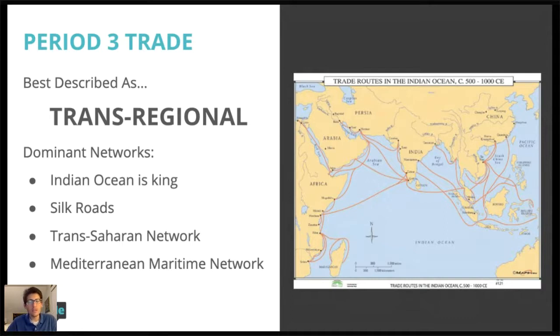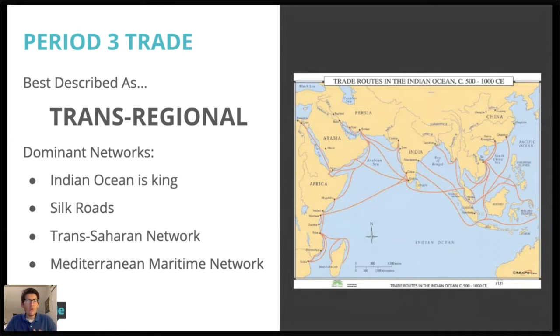The Silk Roads reach their height in this time period. The Trans-Saharan Network grows to its height in this time period. The Mediterranean Maritime Network, which had existed in our previous time period, continuing this. All of these networks continue from period 2. They all exist in period 2, but they really take off in this time period. They, as the key concepts say, intensify in this time period. So just kind of keep that in mind.